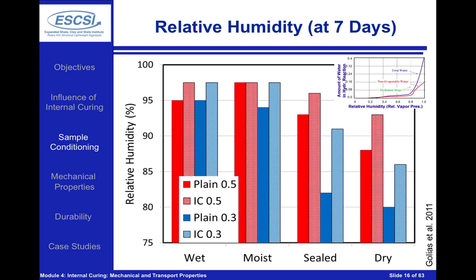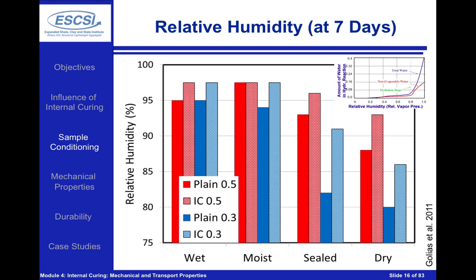So if we go from left to right, we can see the first 4 bars represent a wet curing condition. This is going to be our concrete placed underwater. The next 4 bars are a moist curing condition where this is placed into a fog room. The next 4 bars are going to represent a sealed condition where we are not adding water, we're not losing water from the system. And the last 4 bars represent where the samples have been placed into a drying condition after the first 24 hours, into a 50% relative humidity room.